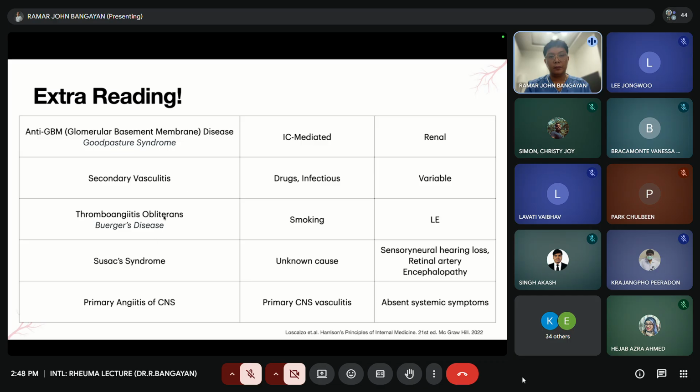What's thromboangiitis obliterans? It's Buerger's disease. It's highly related to smoking, and it involves ischemia of your lower extremity. Okay, how about Susac's? It's just like your Cogan syndrome. There is sensorineural hearing loss, retinal involvement, and encephalopathy. Primary angiitis of the CNS is a local involvement of your cranial vessels, but there is no systemic symptom. Is that clear?